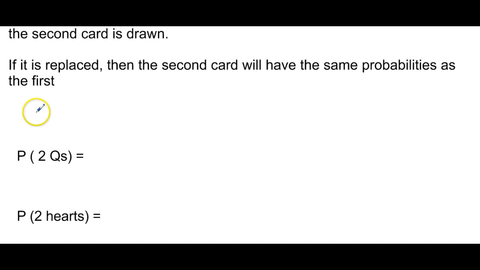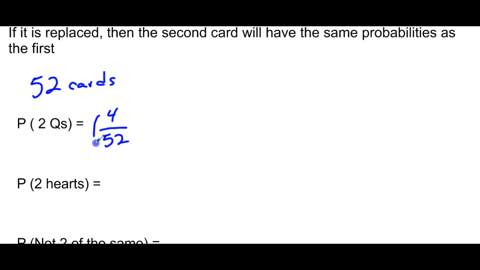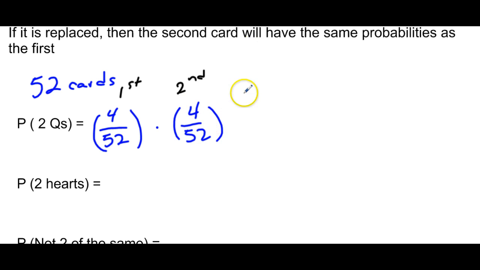So let's think about this. We have a deck of 52 cards. Keep that in mind, it's always going to be 52, no jokers. What is the probability of getting two queens? There are 4 queens out of the whole deck of 52, right? This is your first draw. For your second draw, you pick the queen, you put it back, you still have 52 cards, so your second draw is going to be 4 out of 52 again. So this is equal to 1 out of 169 simplified, and that's approximately 0.0059.